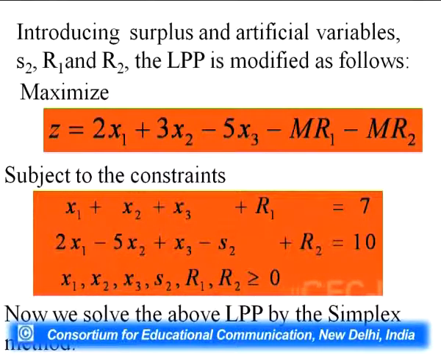That is why no surplus or slack variable is required in this equation. The second equation is 2x1 minus 5x2 plus x3 minus s2 plus r2 is equal to 10. In this equation, the inequality sign was of the nature of greater than or equal to. That is why the variable which is called surplus variable s2 has been added, and it is negative in nature.